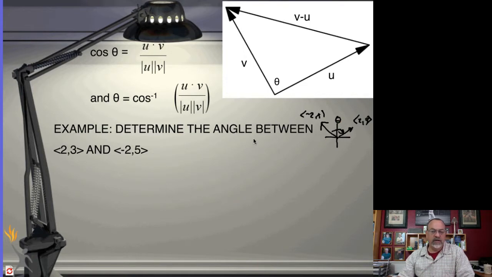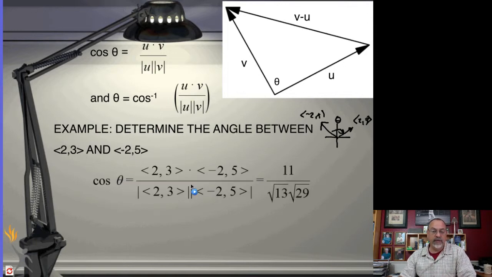So the dot product of these two vectors over the product of the magnitudes of these two vectors will give me that angle. So the dot product of the two vectors gives me 11. The magnitude of 2, 3 times the magnitude of negative 2, 5 gives me radical 13 times radical 29. So taking the inverse cosine of those gives me a 55.5 degree angle. So this angle here between those two vectors would be 55.5.